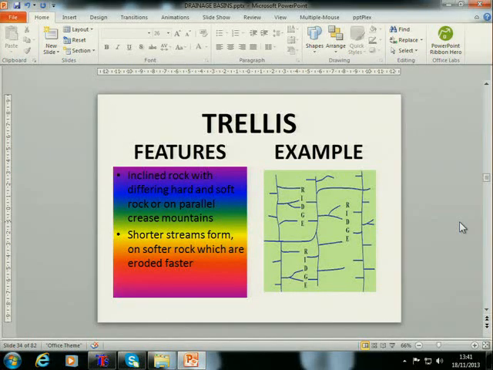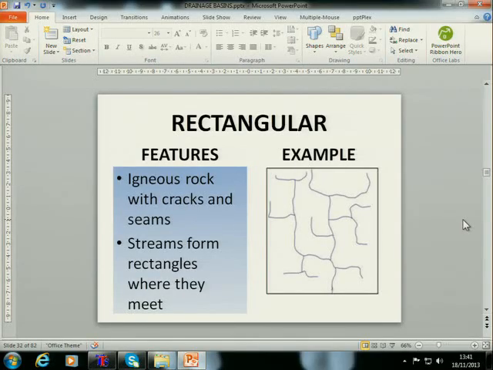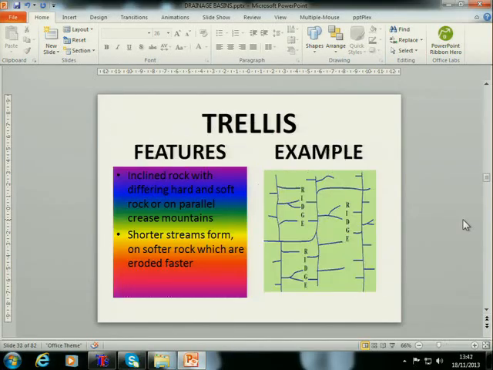Remember, you will also have to do questions on stream orders on any kind of drainage pattern. So remember, start numbering from the outside inwards. In this case, I want you guys to have a real good look at the difference between the trellis and the rectangular pattern. The trellis pattern is a finer pattern. The streams are a bit shorter compared to the rectangular pattern, which are longer. Please do not confuse the two of them.